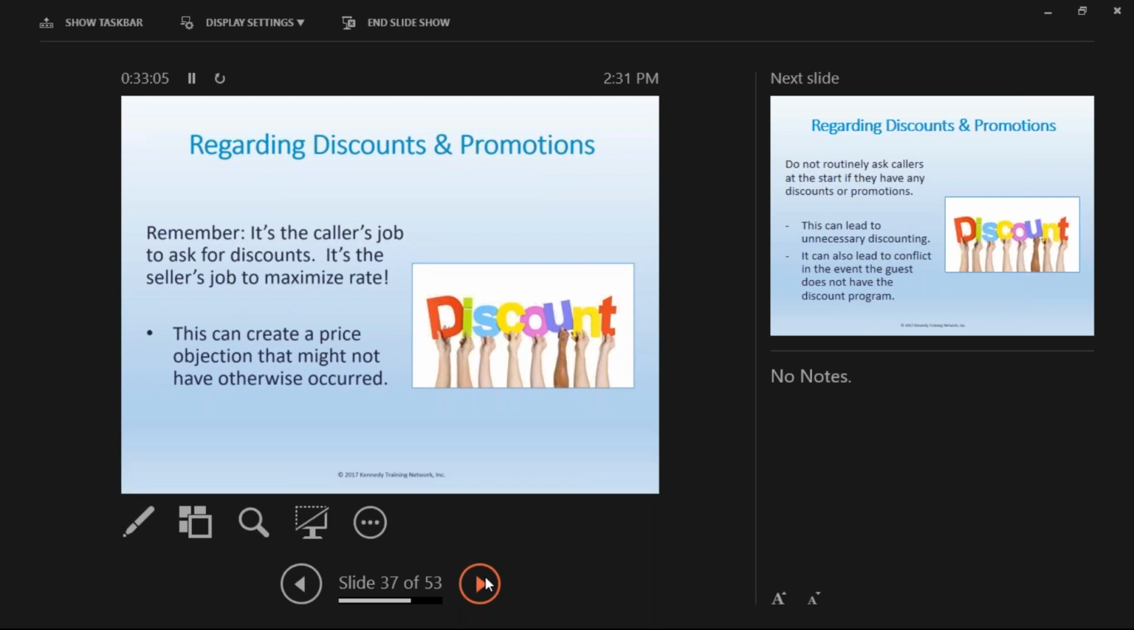Okay, everyone, we're going to move on to our next tactic. Next, we have discounts. Now, we do want to offer discounts when we have to. However, be sure you do not offer a discount unless you need to do so. Remember, it is the caller's job to ask for a discount. It is your job to maximize the rate. This will create a price objection that might not have otherwise occurred.